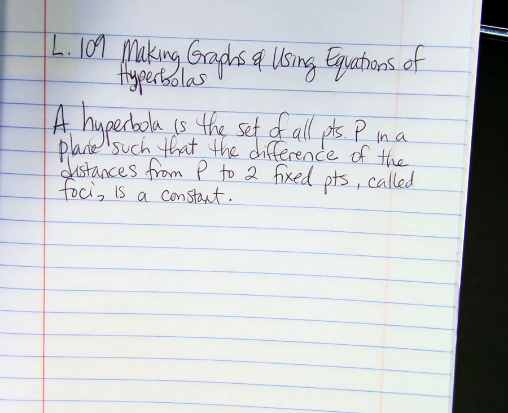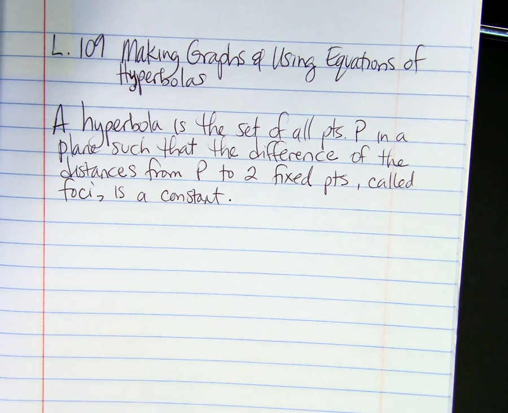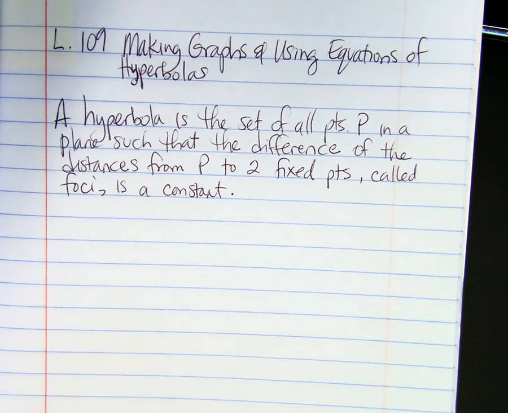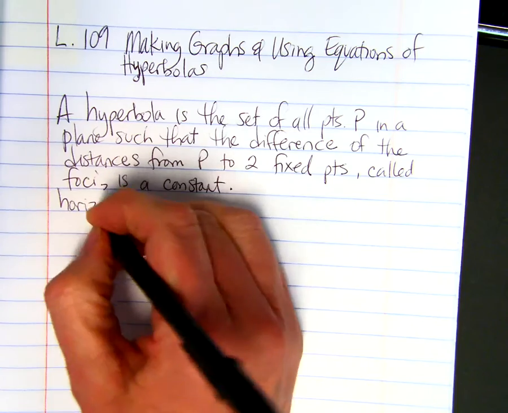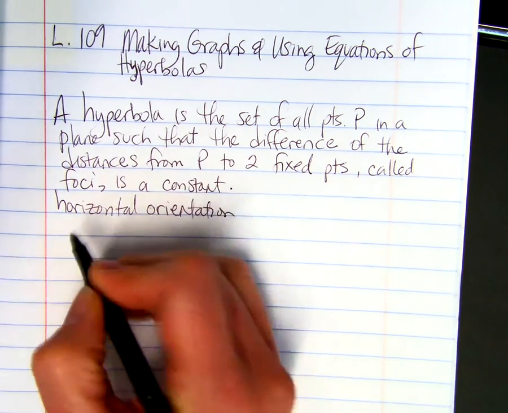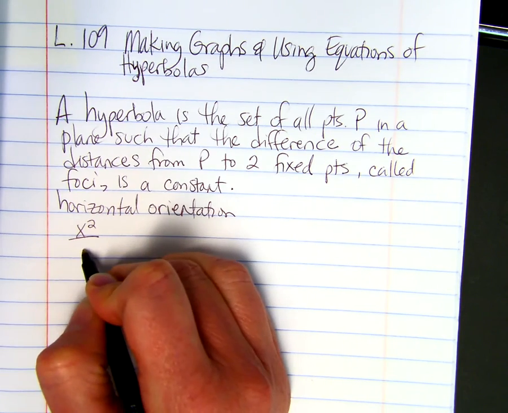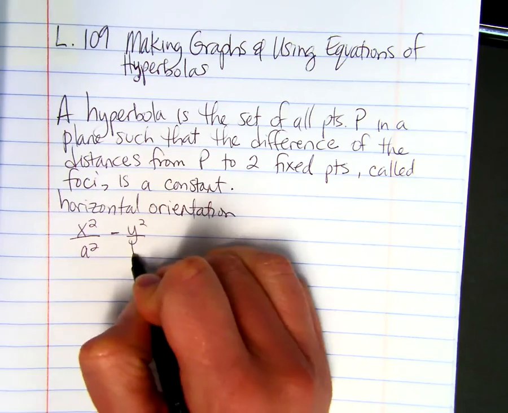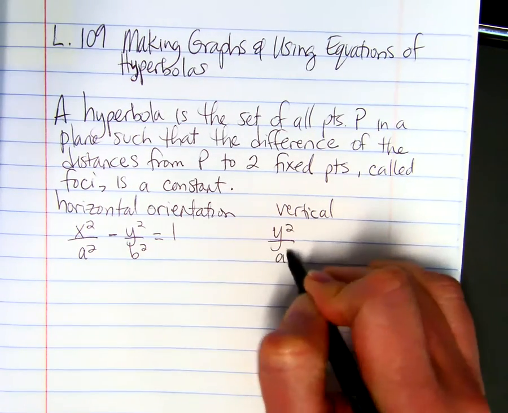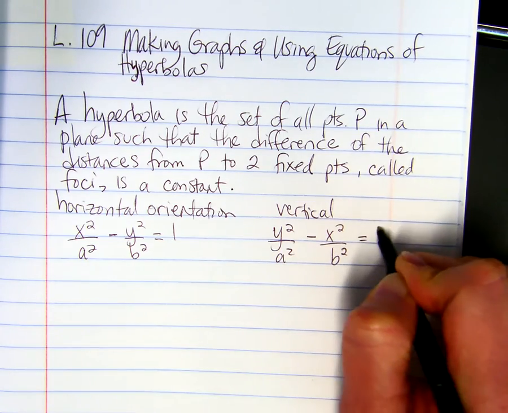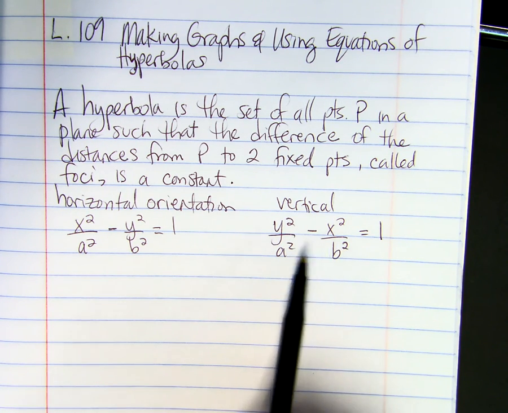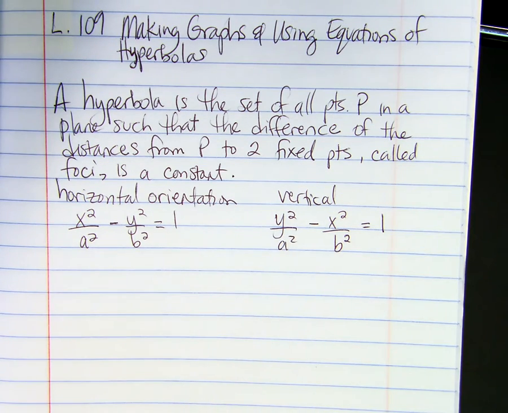When we did the ellipse, it was the sum of the distances from the points to the foci that was constant. For a hyperbola, it's the difference. If we have a horizontal orientation, that means it's going along the x-axis. The equation looks like x squared over a squared minus y squared over b squared equals 1. And the vertical orientation is y squared over a squared minus x squared over b squared equals 1. In the ellipse, since we were adding, it didn't matter which one came first. In this one, since it's the difference, we have to put that one first because it will be bigger along the y-axis.